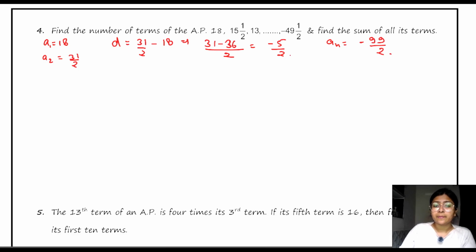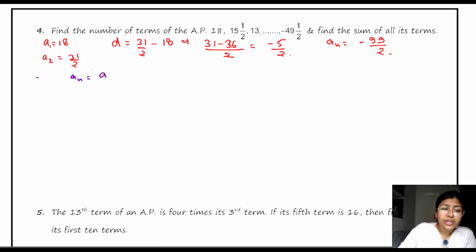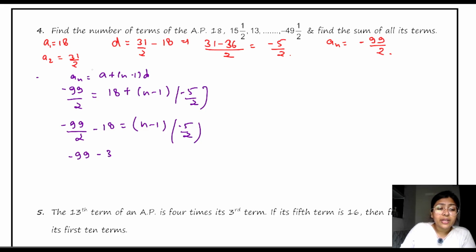This is clear? Okay, so they are asking to find out the number of terms. We know an is equal to a plus n minus 1 into d. This is the formula, so we will put the value of an: minus 99 upon 2 is equal to a, that is 18, plus n minus 1 into d. What is d? Minus 5 by 2. Okay, take this 18 to the LHS. Yes, subtract these two. So minus 99 minus 36 over 2 is equal to n minus 1 bracket minus 5 by 2. This 2 is cancelled by this 2.